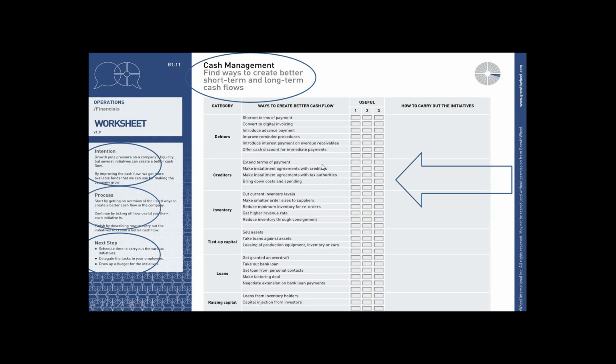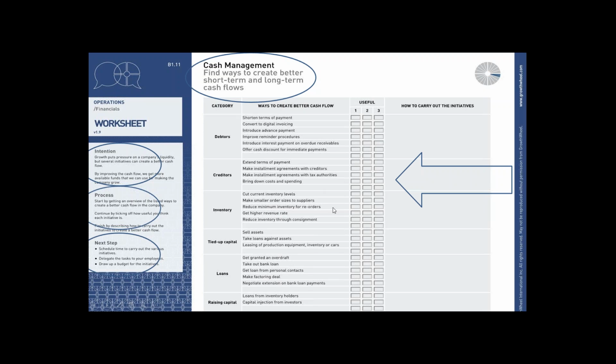So if you can get better terms from them, if you're having to pay your suppliers within 7 days and your customers are paying you within 30 days, obviously you're going to have a problem. You may need to be able to have some kind of installment agreement. If for some reason you've ended up in a situation where you owe your suppliers a large amount of money, you may be able to negotiate some kind of payment plan with them.